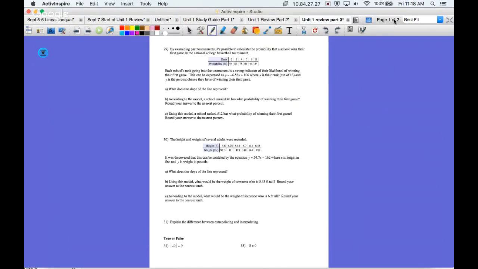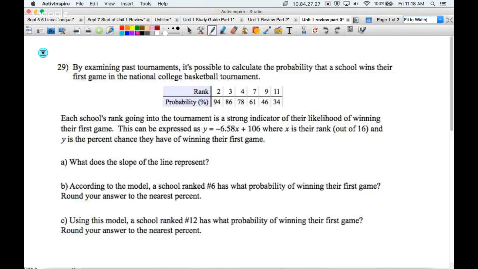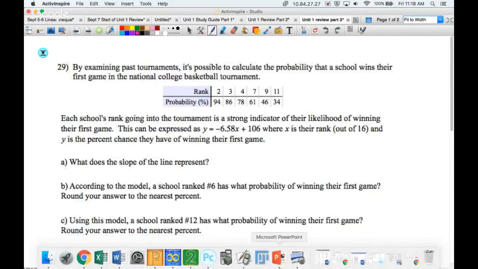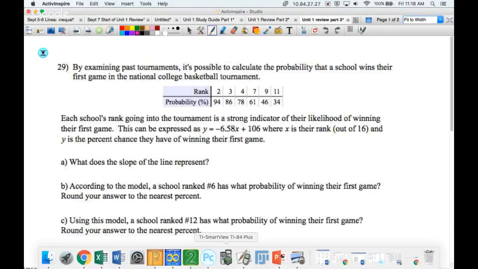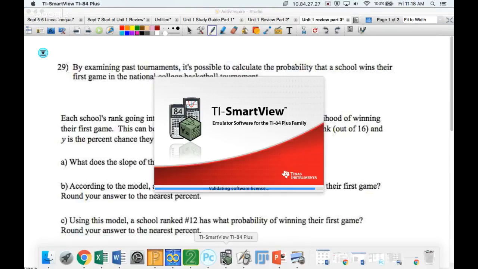All right, final page. We're doing a regression. This equation is blank down in yours. You've got to fill that in. Let's see how to get that. Using my on-screen calculator here, we'll go through this problem number 29.